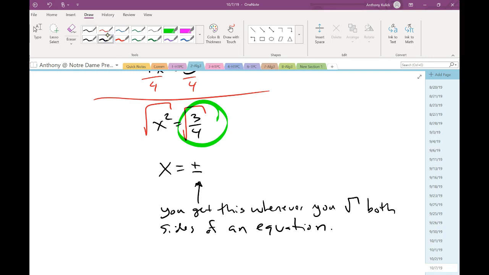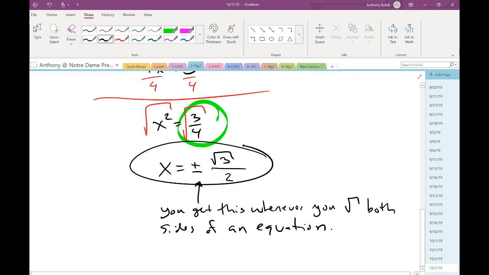Now the square root of 3 is a decimal. I'm not interested in that. I'm just going to leave it as the square root of 3. But the square root of 4 is 2. Everybody okay with that? Does that feel okay?